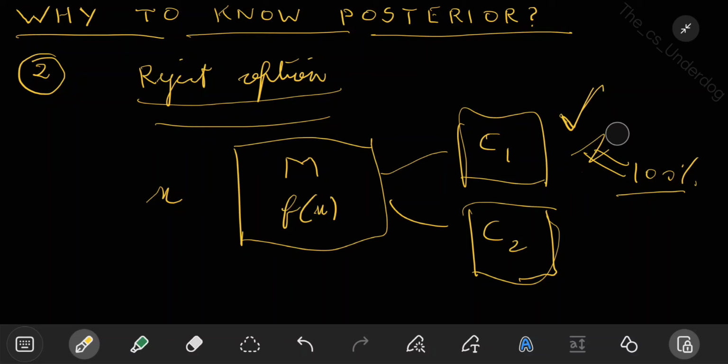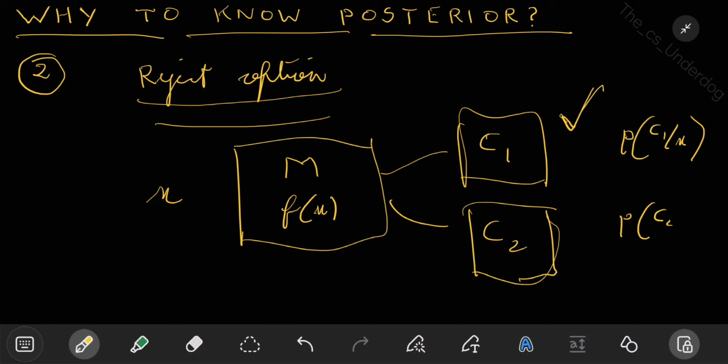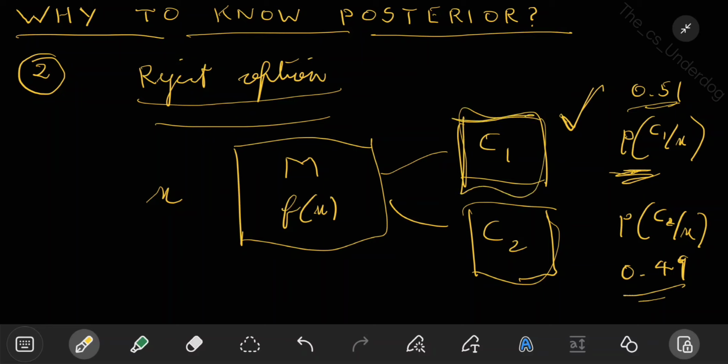But let us say the reality is that if you go and check the posteriors, that is probability of C1 given X and probability of C2 given X, maybe here it is 0.51, that is 51%, and here it is 0.49. What does this actually mean? This means your model is actually not very clear that C1 is the best option. Instead, your model chose the class C1 just because P of C1 given X was a higher value, but it's not so high. 51% and 49% are very comparable values.